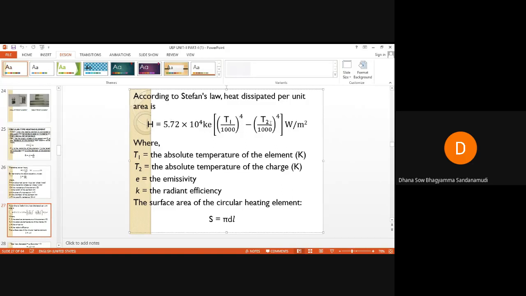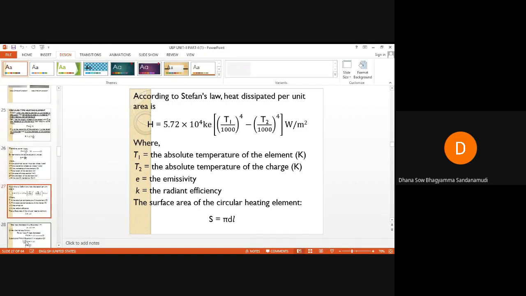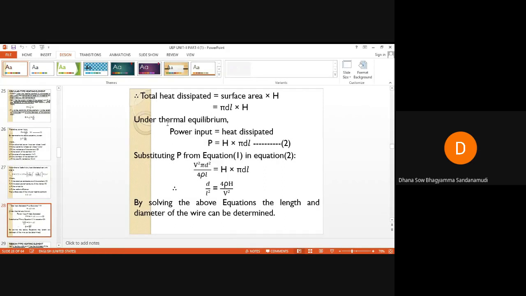I hope you have written this: H is equal to so and so, and S is equal to so and so. The total heat dissipated will be this surface area into the heat dissipated per unit area. So, next slide. Total heat dissipated is pi d L into H. Under thermal equilibrium, power input should be equal to the heat dissipated. So what is the power input P? It is H into pi d L. This is our equation 2.